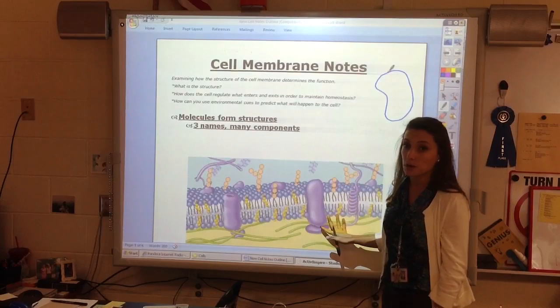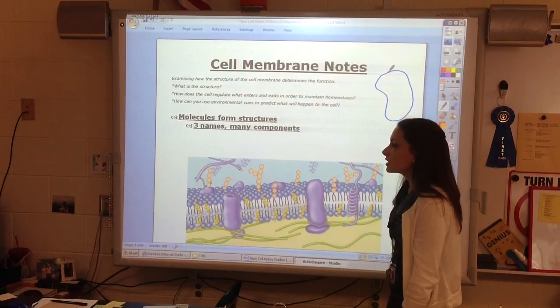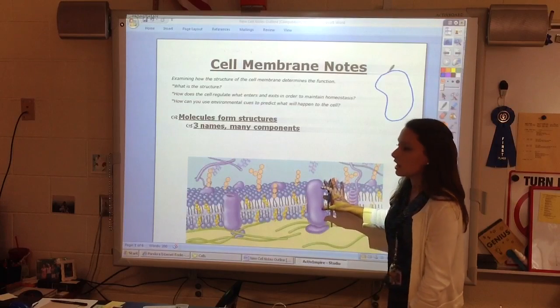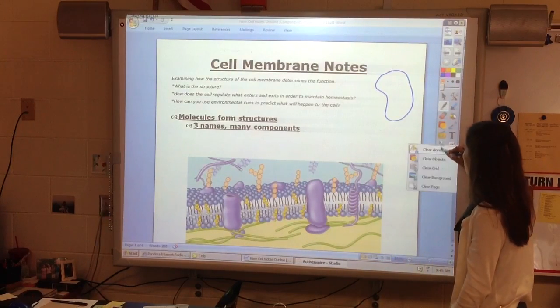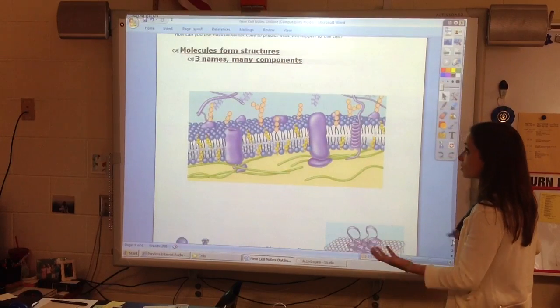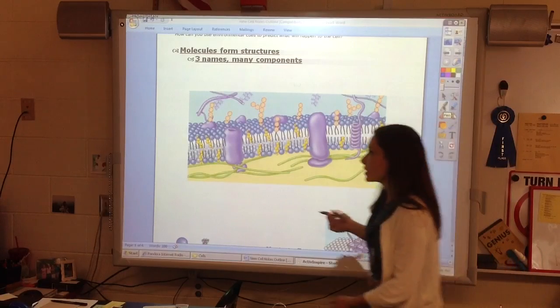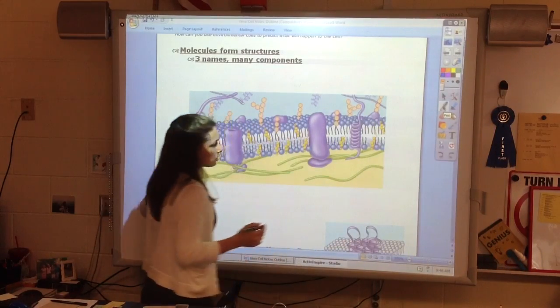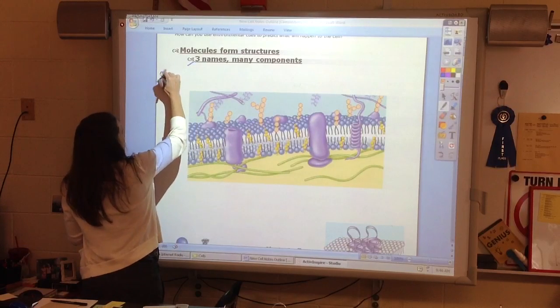So we're going to talk about both the structure and the function. How is a cell membrane built, and how does a cell membrane work? So today we're going to start really by looking at how a cell membrane is built. What we're really doing here is taking the biochemistry that we learned and applying it to biology, applying it to life.